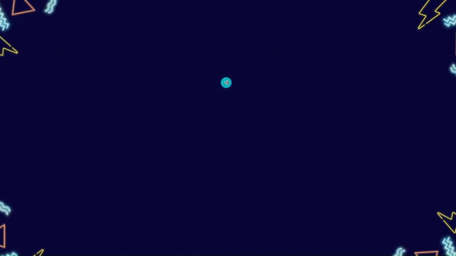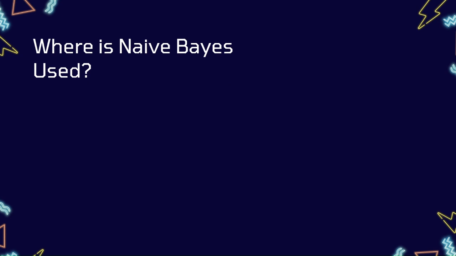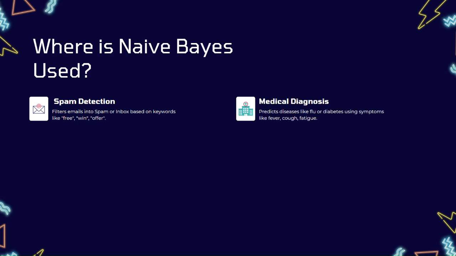Next comes applications of Naive Bayes, where we use Naive Bayes. It is used in spam detection. Words like free, money, win, if they appear often in a spam email, Naive Bayes detects them and blocks them.